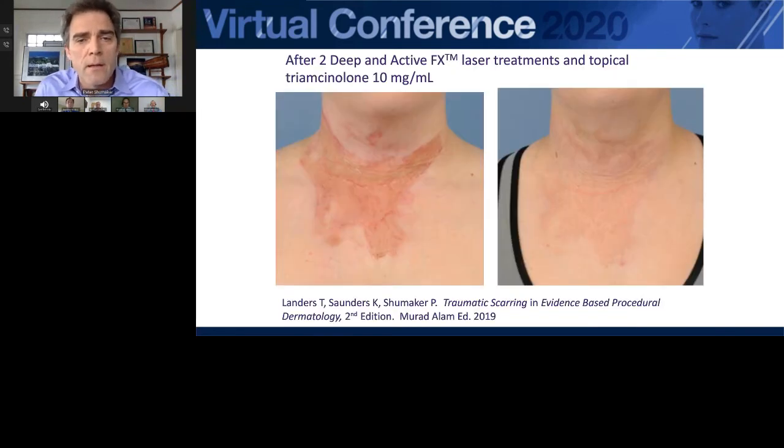So after just a couple of combination treatments, we get a very nice result. I find it endlessly fascinating that we can turn off the inflammation by reburning this scar. So we take the after photo on the right, and then you can continue treatments, let's say with a non-ablative fractional, and get even more improvement.